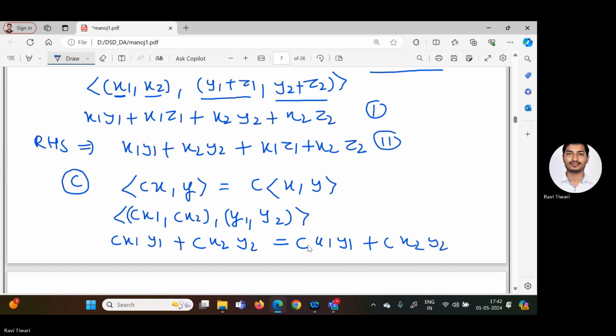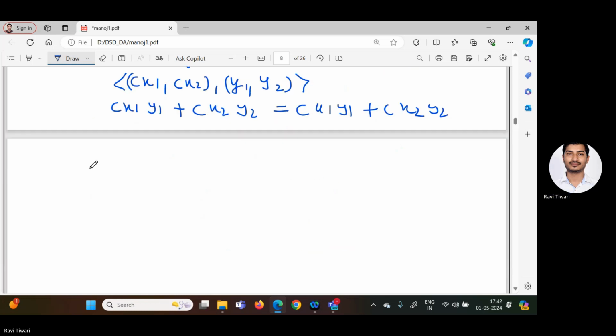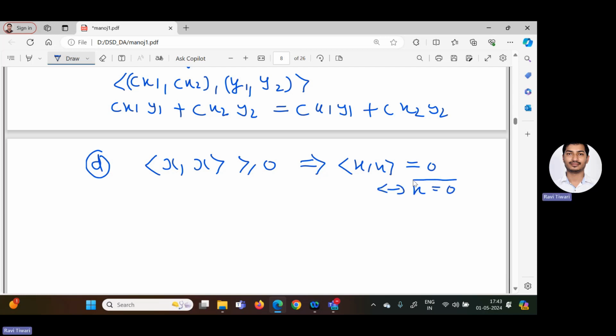According to the fourth property, the inner product of x and x is greater than or equal to 0, because the length of a vector is always greater than or equal to 0. And if it is 0, then x is 0, because we know that length.